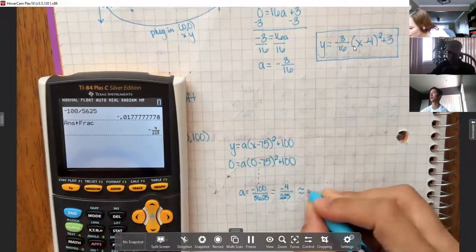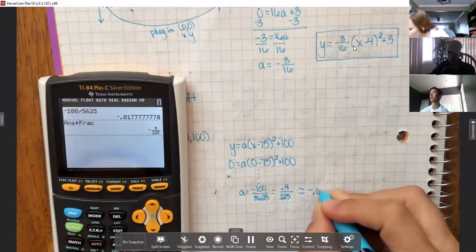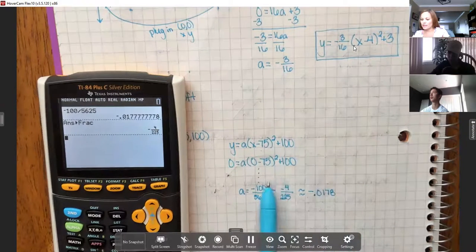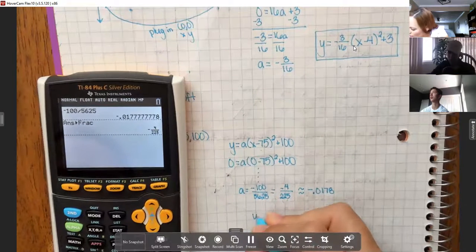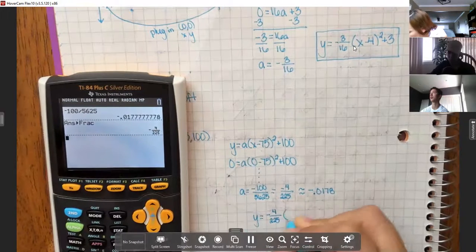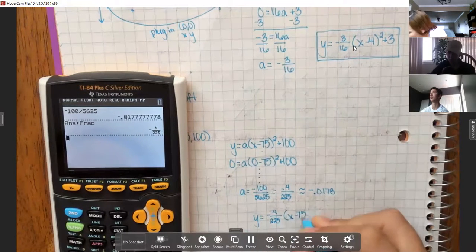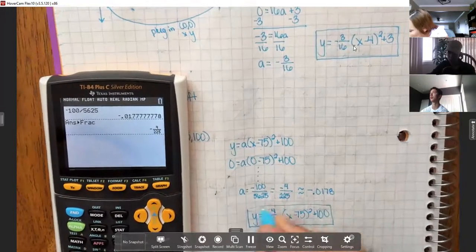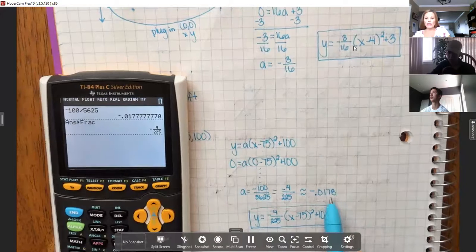If you turn it into a decimal as negative 0.0178, that's fine too. It's more about the process of solving for a that I'm concerned about. So your equation here would be y equals negative 4 over 225 times x minus 75 squared plus 100. Remember, your final answer has x and y in it. If you want to use the decimal instead of the fraction, again, I'm fine with that. If it's multiple choice, make sure you can identify it, they wouldn't both be there.